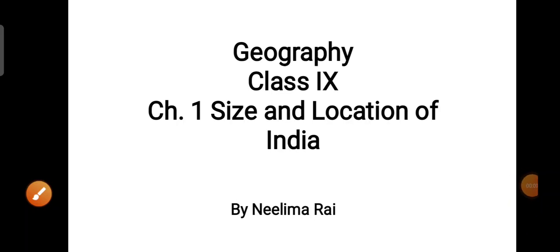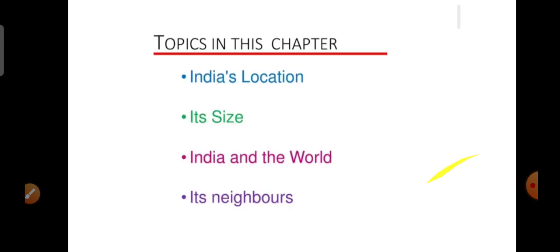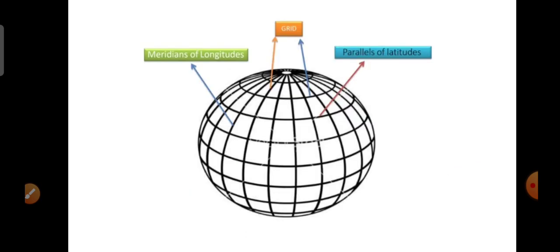We will start the first chapter of Geography, class 9th, that is the size and location of India. This is a very interesting chapter. It will tell you the geographical location, the boundaries, and the area of India in the world. In this chapter, we are going to study India's location, its size, India related to the world, and its neighboring countries. So let us start this chapter with this figure.